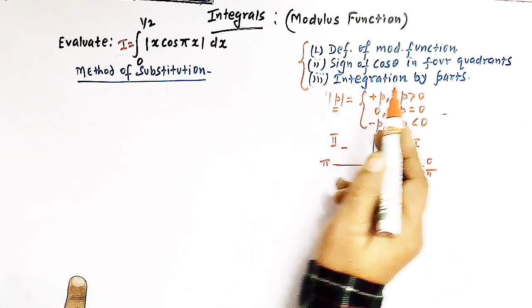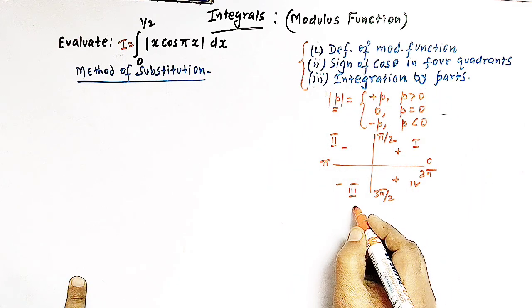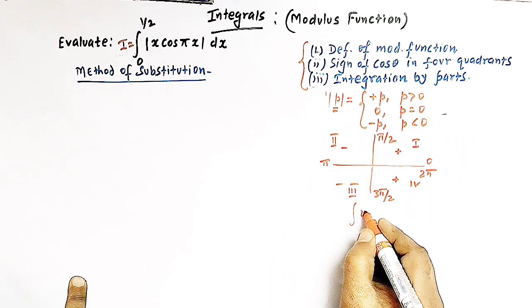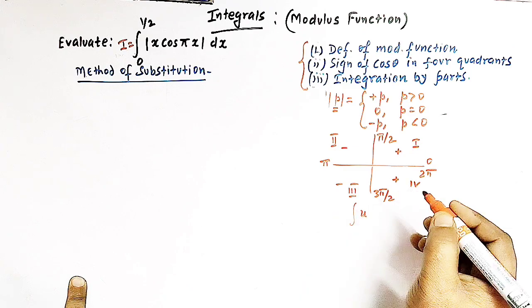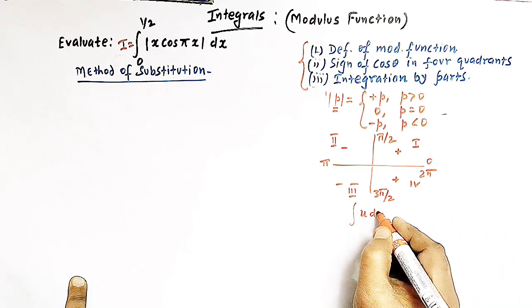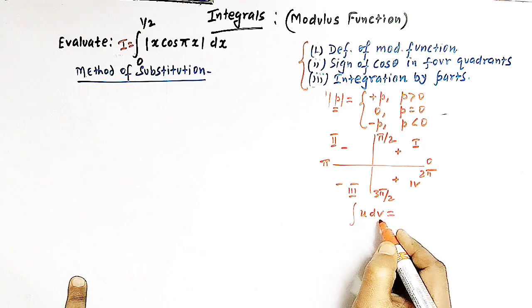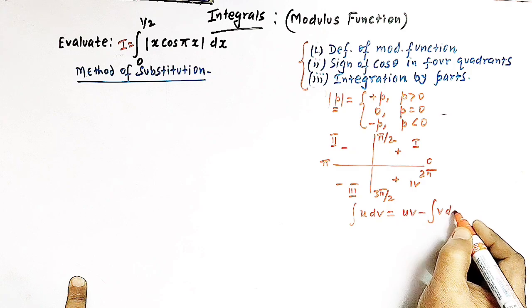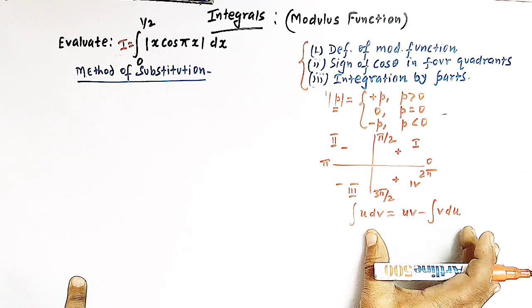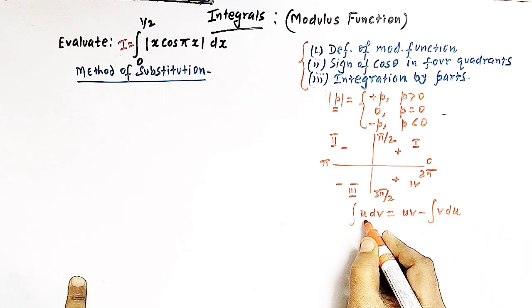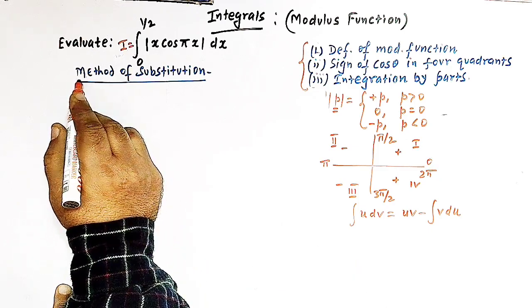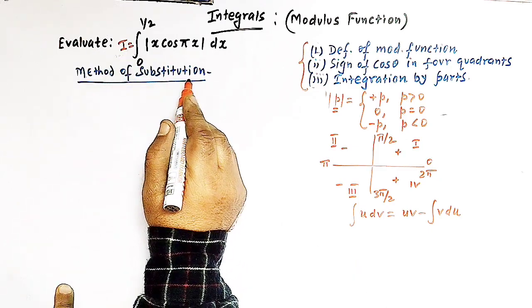And the third one is the integration by parts. Now see, we know that the integration by parts formula goes like this. If we have two functions, say u and v, the integral u dv is given by uv minus the integral v du, right? So this is the formula for integration by parts, where u and v are some functions of x, right? Okay, so now let us first apply the method of substitution.